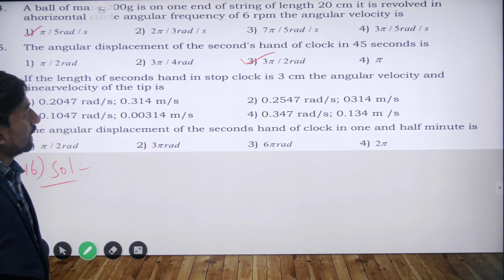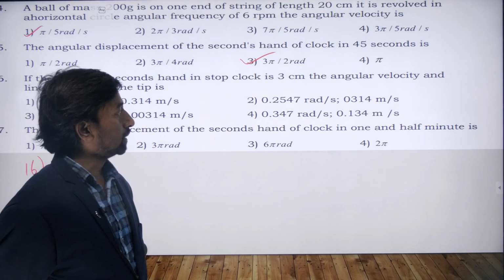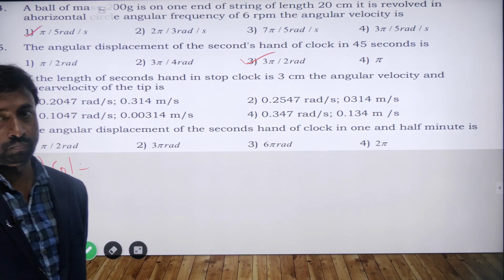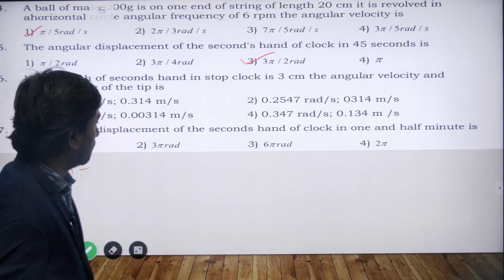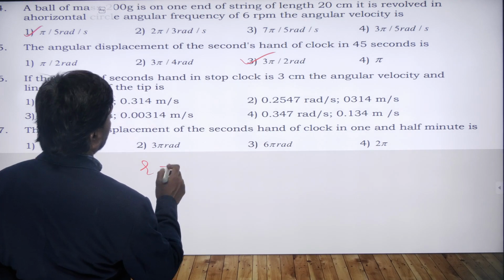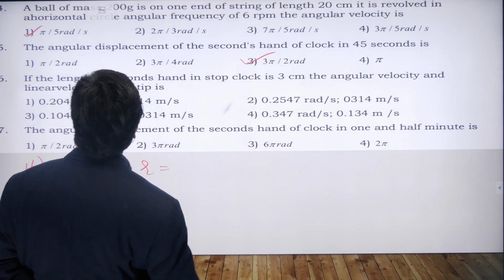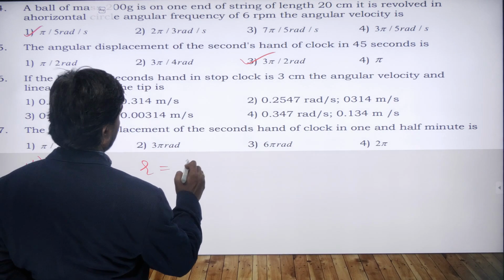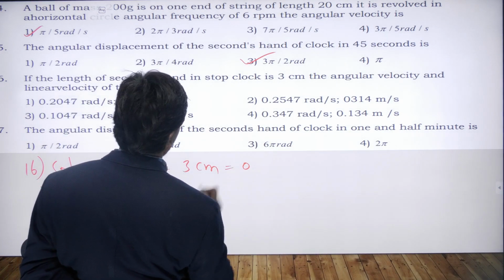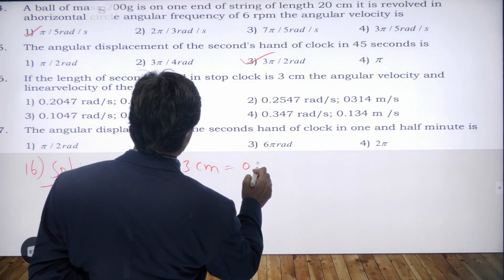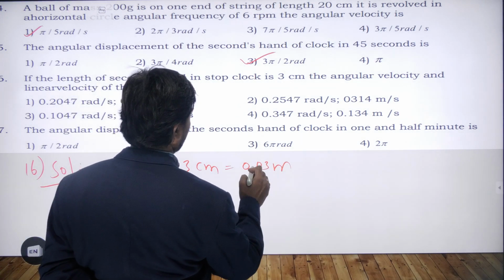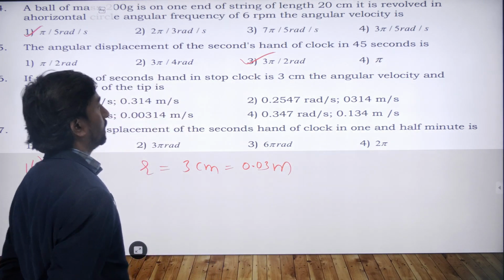If the length of the seconds hand in a stop clock is 3 centimeters, find the angular velocity and the linear velocity of the tip. So in this question the radius is given: the length of the seconds hand is 3 centimeters. Converting that into meters, it is 0.03 meters.